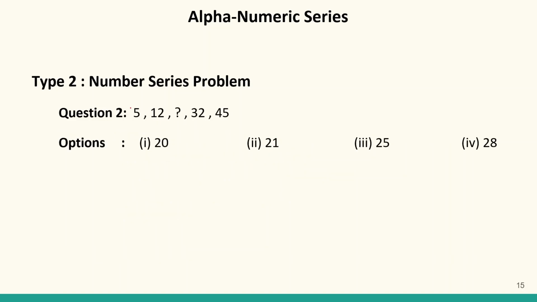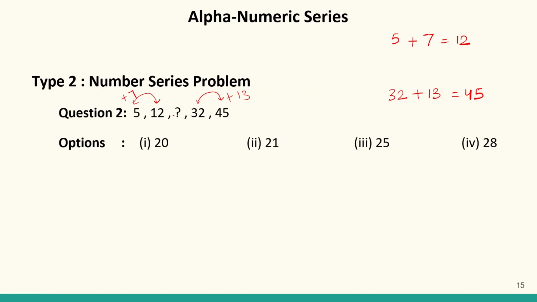Then let us understand this series. I can see it is 5 plus 7, which will give us 12. Okay, I know this relation. This is the relation between 32 and 45. So in 32, if I add 13, will I get 45? Yes. So there is an addition of 13 and there is an addition of 7. So I can see these are odd numbers, right?